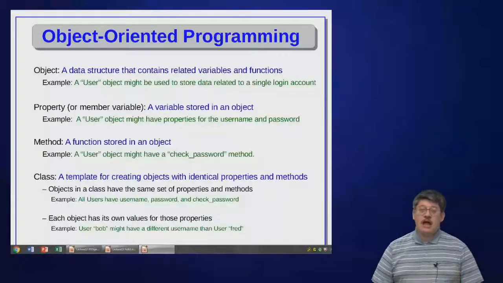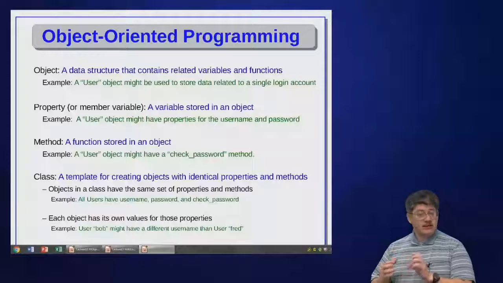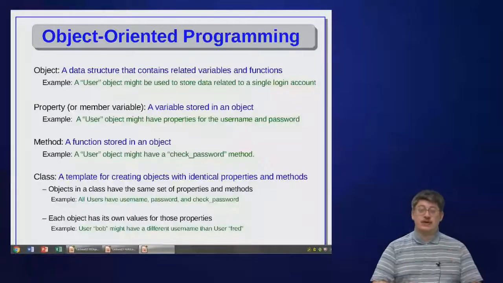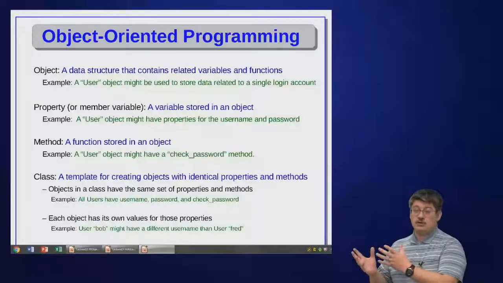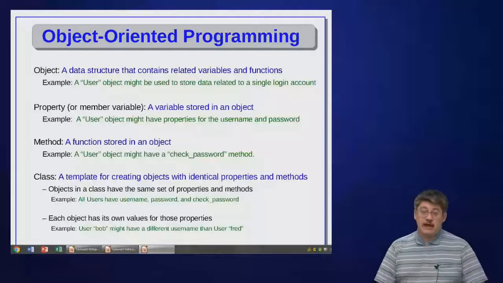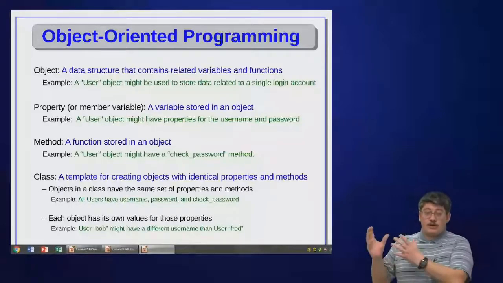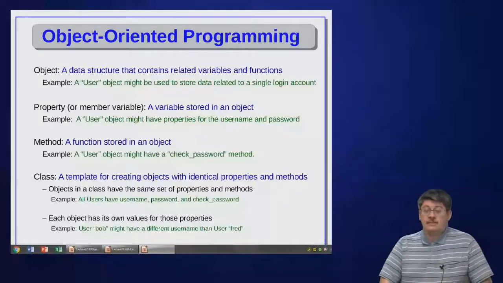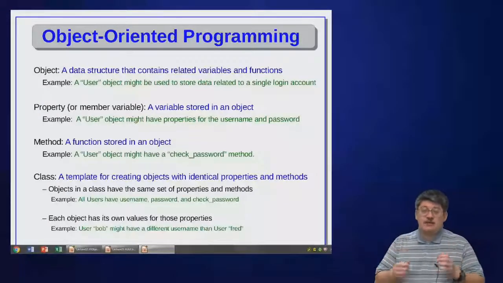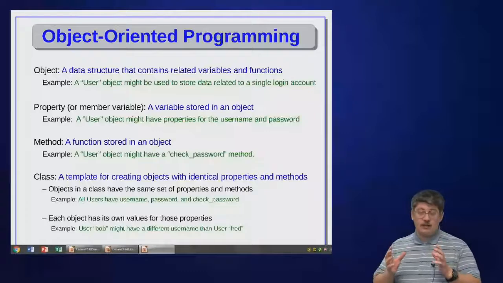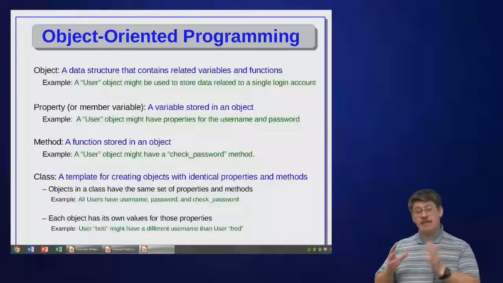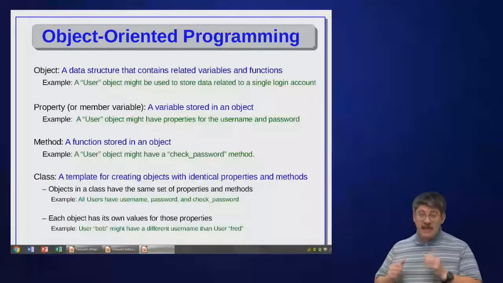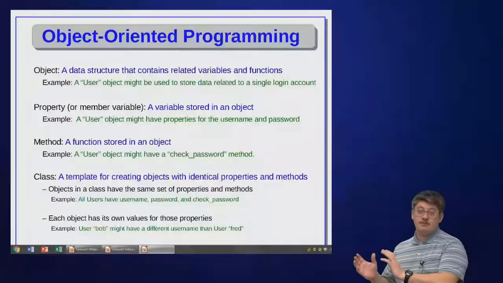So for example, I might have a user object that stores data about a user. And that might include the username and the password. It might include how long the user's been logged in. It might have other information like a real name or a phone number. But all of that information gets packaged together into one object that I can talk about called a user. And I can have many different users in my system, and each of those users is a separate object.